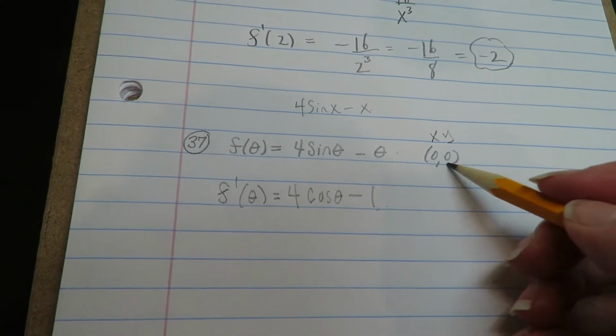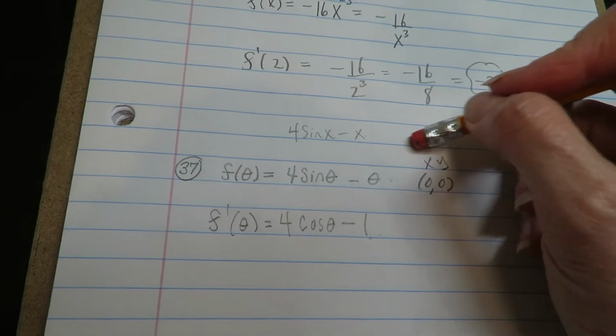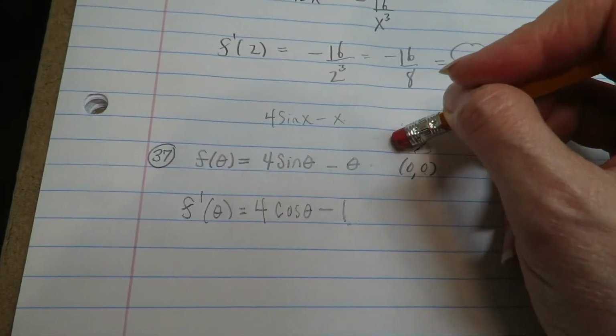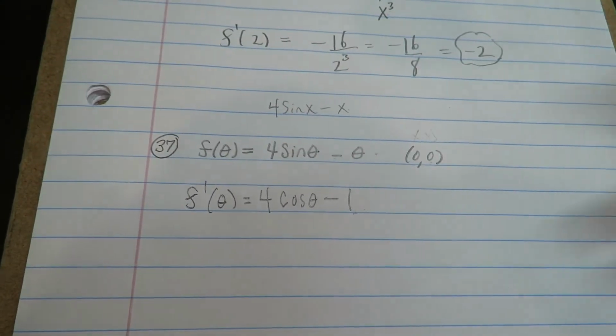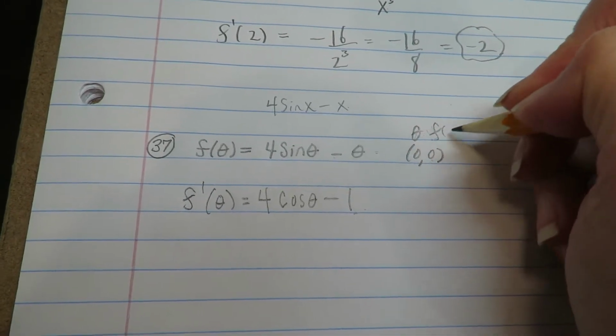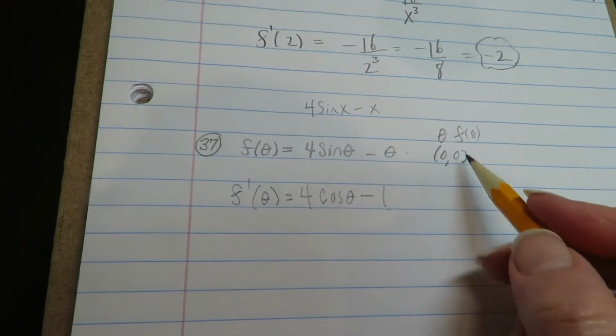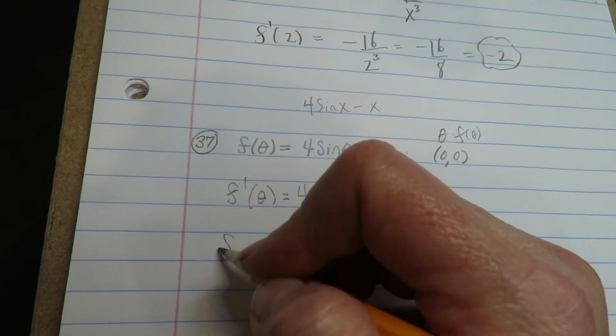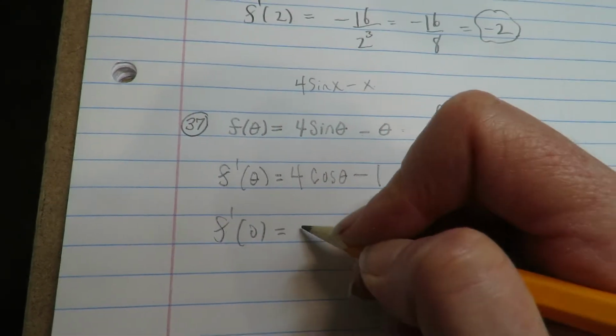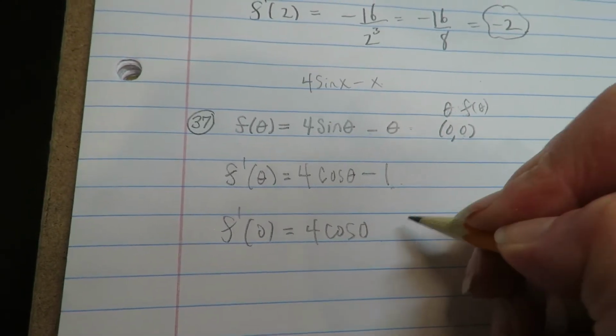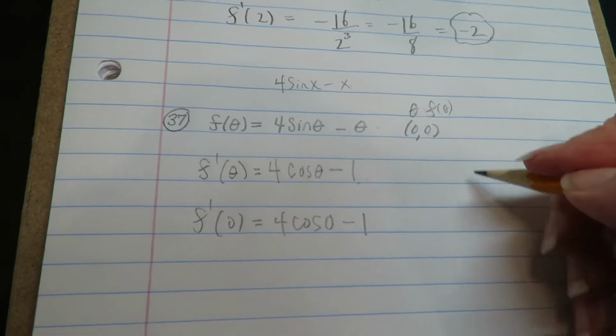We're now going to calculate the slope. So, I'm writing xy, but this is not an xy function. This is a theta, f of theta function. All right, so now I'm going to plug in theta, which is 0. So f prime of 0 equals 4 cosine 0 minus 1.